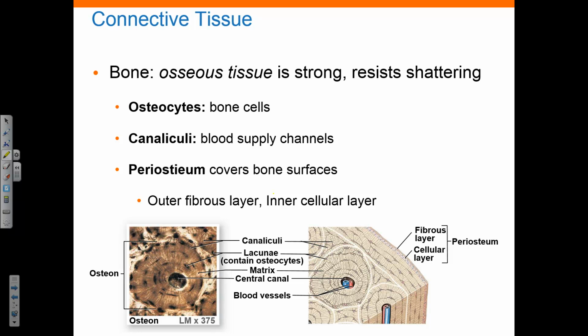With regards to bone, bone is also known as osseous tissue. It is composed of calcium compounds and collagen fibers, making it very strong and shatter resistant. The osteocytes or bone cells are housed in the lacunae, and blood supply channels travel through canaliculi in the matrix. This is how they're able to get their nutrients. The periosteum is composed of a fibrous and cellular layer and covers the surface of the bone. And bones are continually remodeling. They can repair after injuries such as a break.